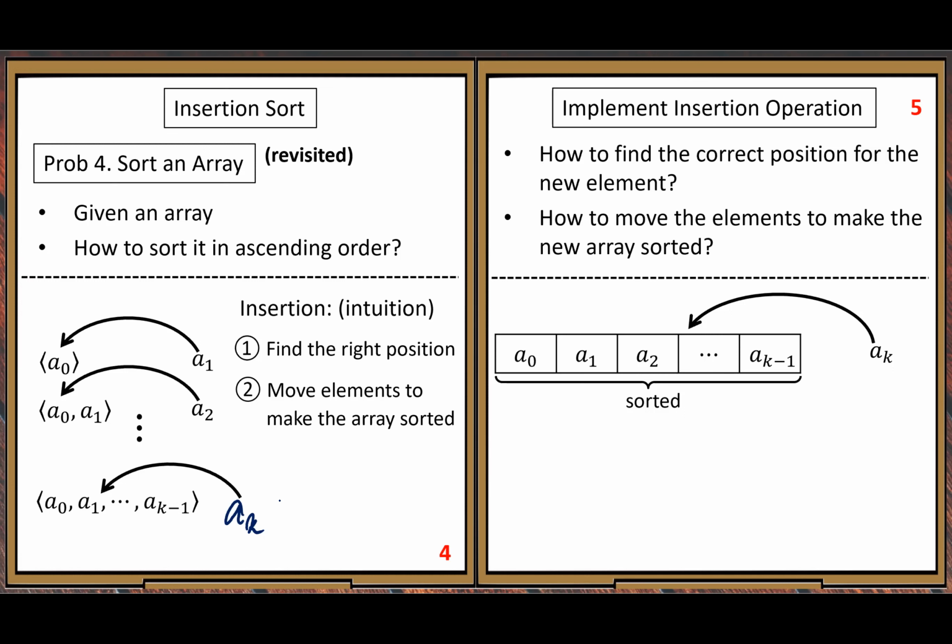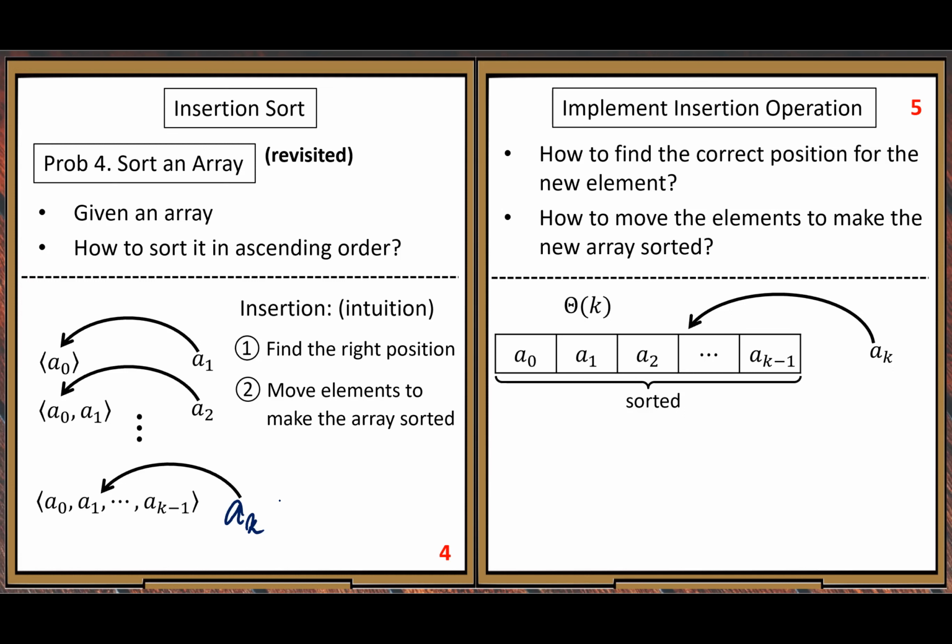Second question, how to move elements to make the new array sorted? You need to move some of the elements. Here you can see when we compare the new element a sub k to the existing elements, the efficiency function is big theta of k.